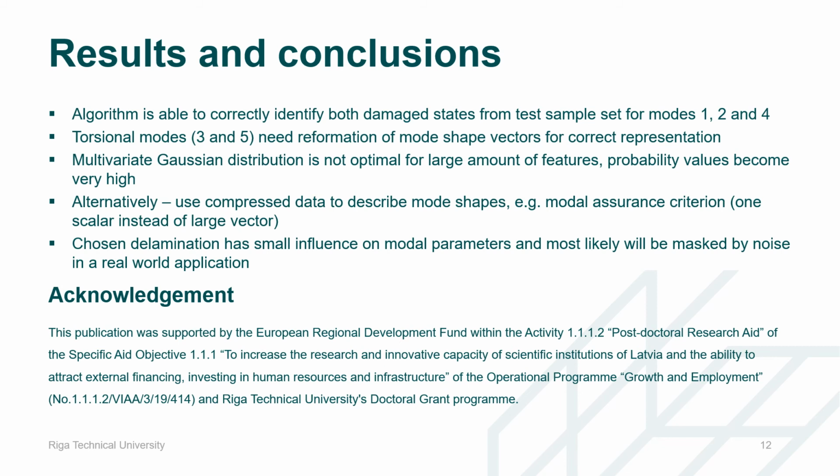Multivariate Gaussian distribution is not optimal for a large amount of features because probability values become very high. Alternatively, we can use compressed data to describe mode shapes, for example, modal assurance criterion, that would give one scalar instead of a large vector to describe the state of the mode shape. And finally, the chosen delamination has small influence on modal parameters and most likely will be masked by noise in a real-world application. But that just means that probably this type of damage is not critical.